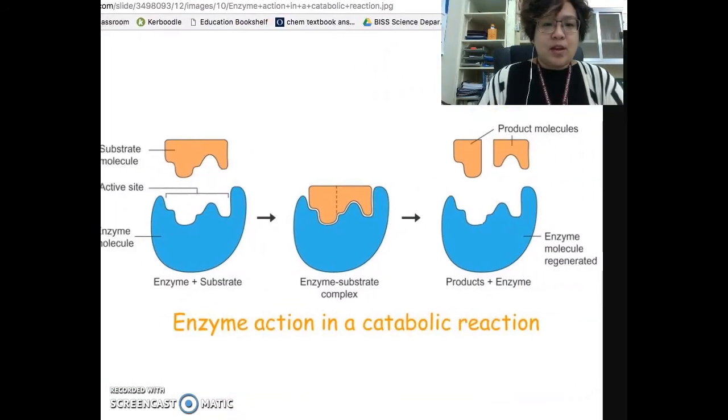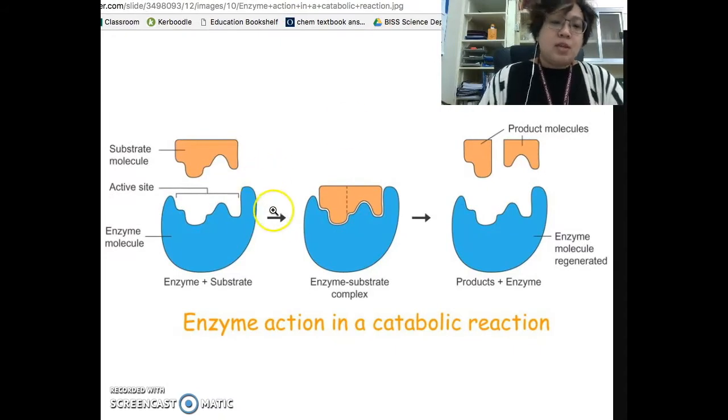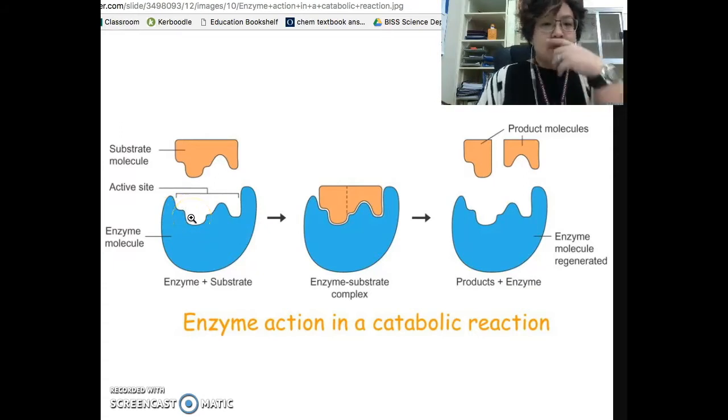Now let me show you how enzymes help break a product apart. Let me move that here. All right. So the same idea. So you have your enzyme. It has a specific shape. This active site has a specific shape that is complementary to the shape of your substrate. And this substrate needs to be broken down.